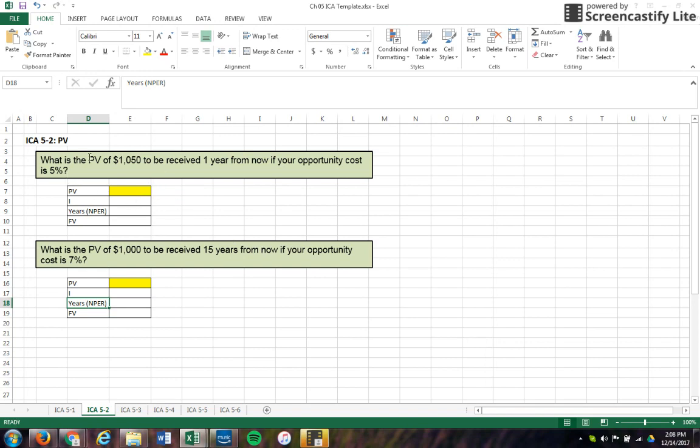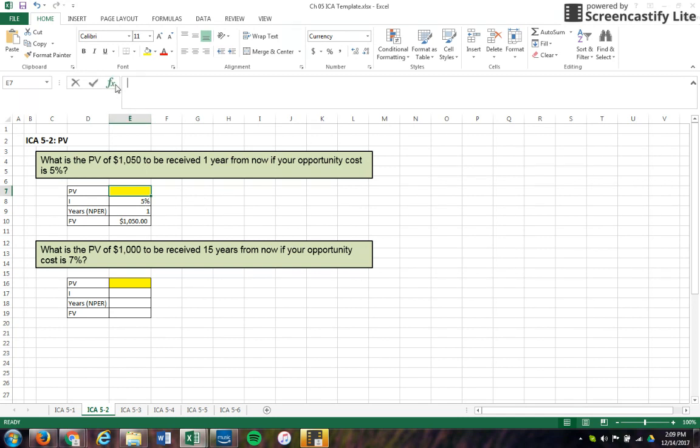And the question is, what is the present value of $1,050 to be received 1 year from now if your opportunity cost is 5%? Or in essence, the interest rate is 5%. So we are looking to see what our present value is of $1,050. We expect to get $1,050 a year from now. So that'd be 1 year. My interest rate is 5%. My opportunity cost would be 5%. So what we need to calculate is the value today that I would need in order to get $1,050 in a year from now at 5%.